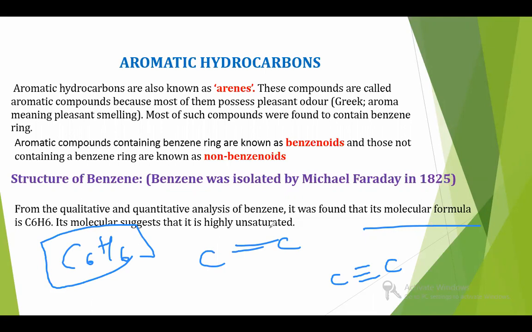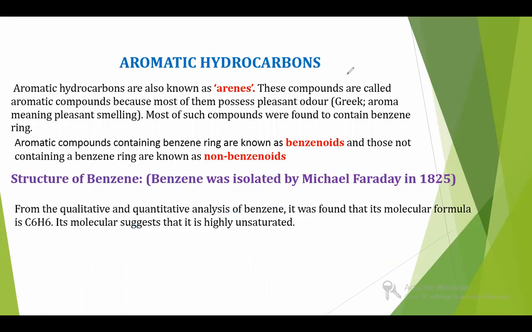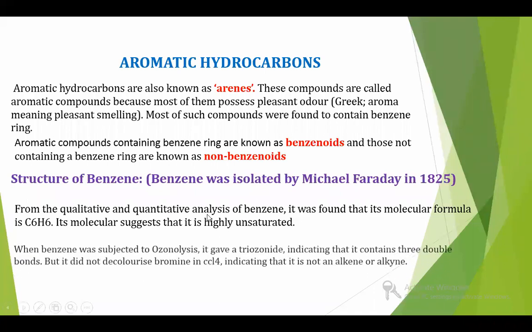Before getting the proper structure, there was a huge problem, highly problematic. Why? Because we'll be studying step by step. First, from qualitative and quantitative analysis, we come to know about the benzene prepared, isolated and separated by Michael Faraday. Its molecular formula is C6H6, 6 carbons and 6 hydrogens. And there are reactions that make it complicated.